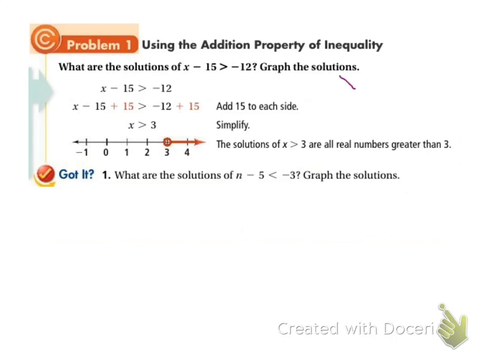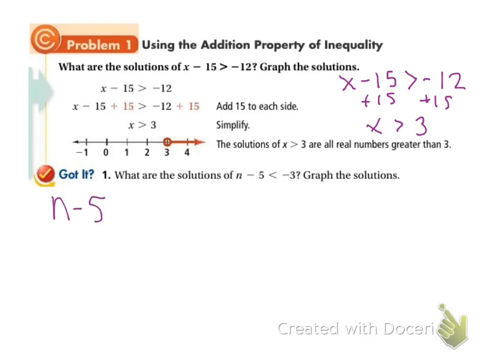So if I have x minus 15 is greater than negative 12, to be able to graph it, I need to get x by itself. So I'm going to add 15 to both sides. And I get x is greater than 3. And then I could graph the solution, which you see over here. So let's try our own.